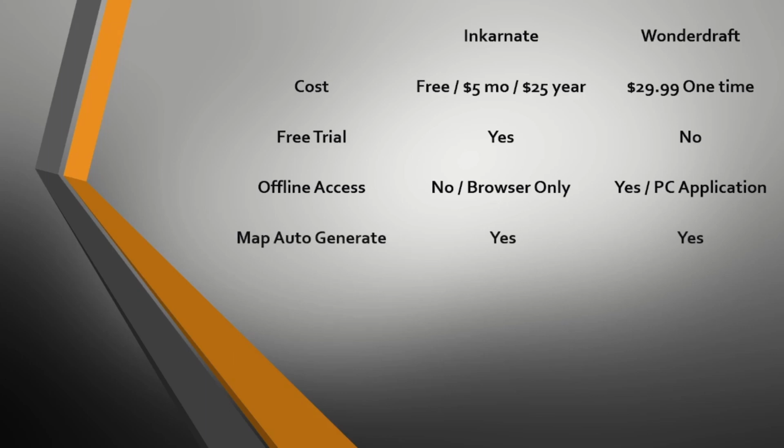Map auto generation. So Inkarnate and Wonderdraft, which I've not covered in a video yet, both of them offer map auto generating. They do it in a slightly different way. Wonderdraft lets you generate some land masses and water masses, and then has sliders. You can sort of raise the land and lower the land, which is kind of nice. I'd say it actually wins in the map auto generate. Inkarnate does offer a map auto generate function, so it can automatically generate a map based on how much land mass percentage you want versus water. So both are good. I'd say Wonderdraft wins that.